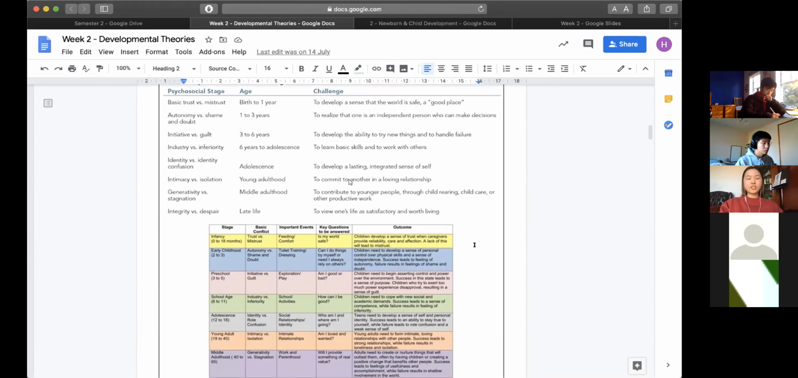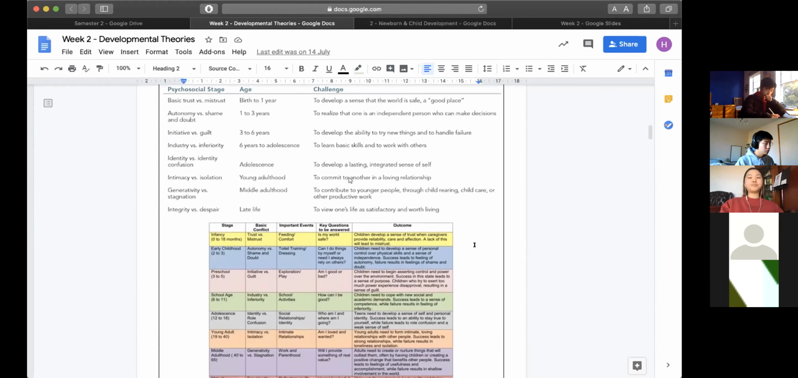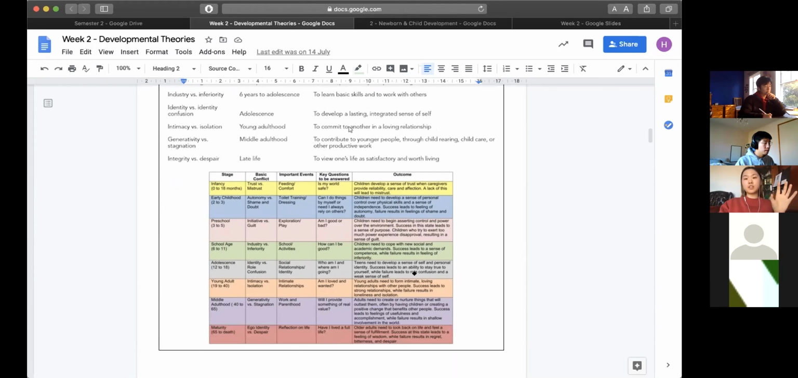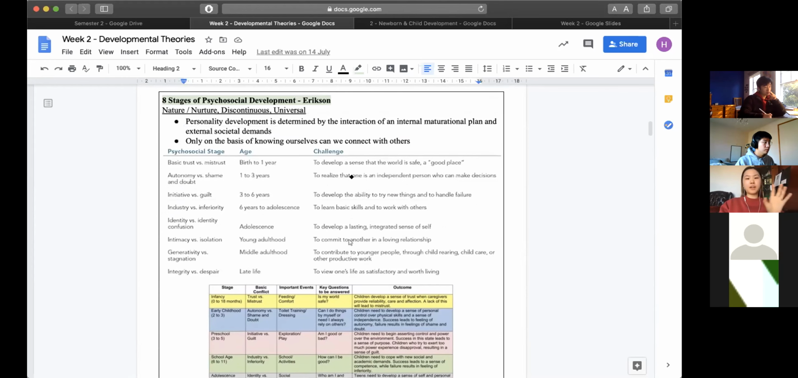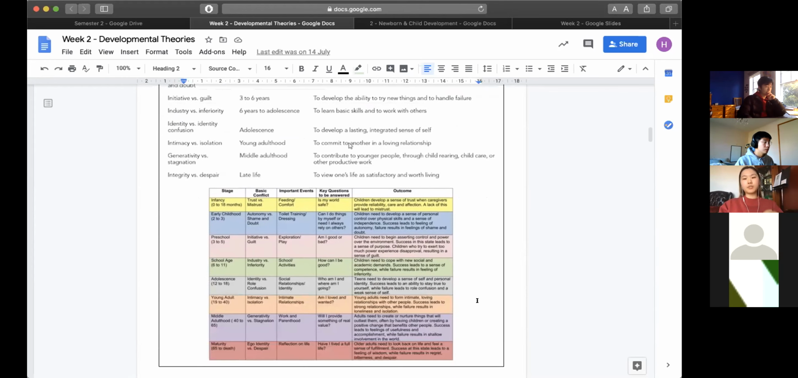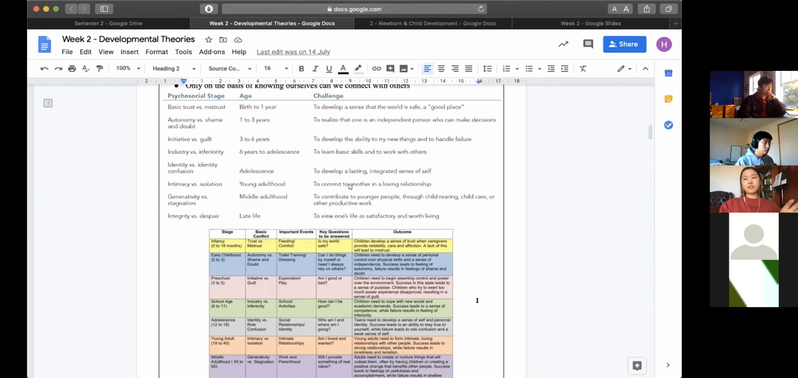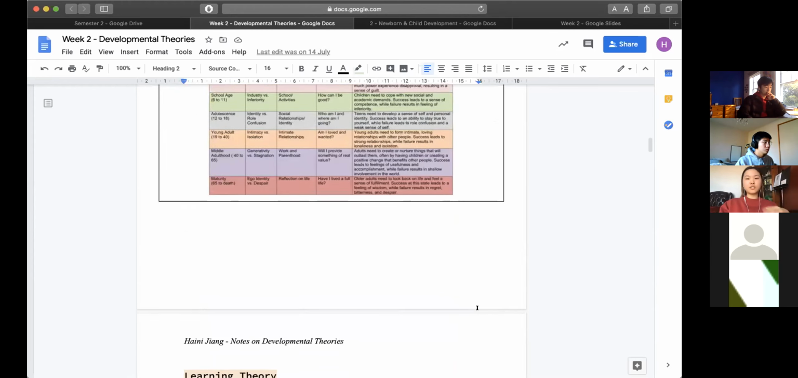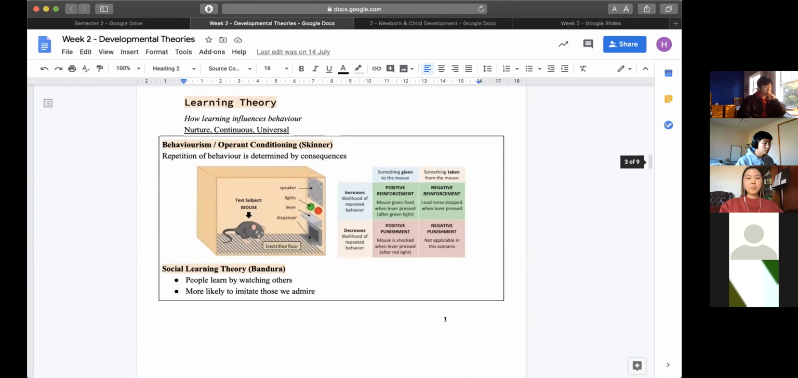In exam questions, they'll sometimes ask, someone is however many years old, or they might talk about the challenge that they're going through. What stage would they be in according to Erikson? Sometimes it's a very memory-based thing. So unfortunately, you do have to go through a lot of this.